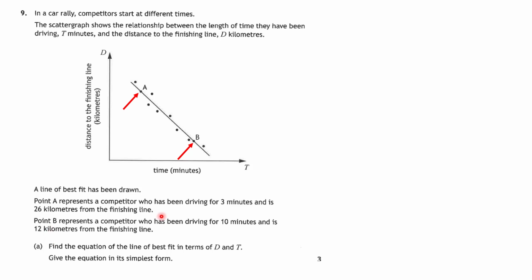It tells you point P is the time is 10 and the distance is 12 from the finishing line. So we can put these down as coordinates. 3, 26, and then the other one's going to be 10, 12. We want to find an equation of the line of best fit in terms of d and t. So the first thing we've got to do is find the gradient. So the gradient of the line joining A and B is the difference in the y's divided by the difference in the x's. So let's start with this point.